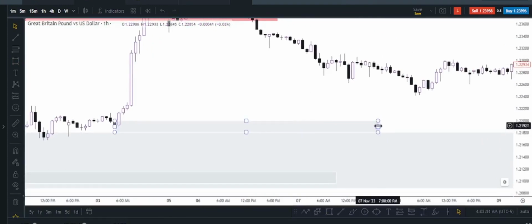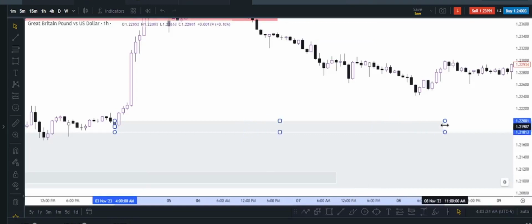Otherwise, if this DOB fails, then we need to wait for price to come into this higher time frame, this daily time frame point of interest, and perhaps tap on this refined OB of this 1 hour time frame. All right, so let's stretch this DOB out and wait for price to come into it.